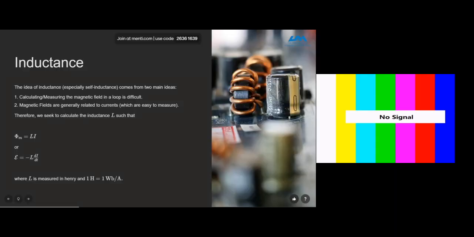Okay, now it's recording. So like we said, measuring magnetic fields is difficult. So if we can relate the magnetic field to the current in a unified manner, and relate specifically the change in magnetic field to the change in current, then we can more easily calculate the EMF that is induced. And this would be, for example, a back EMF.